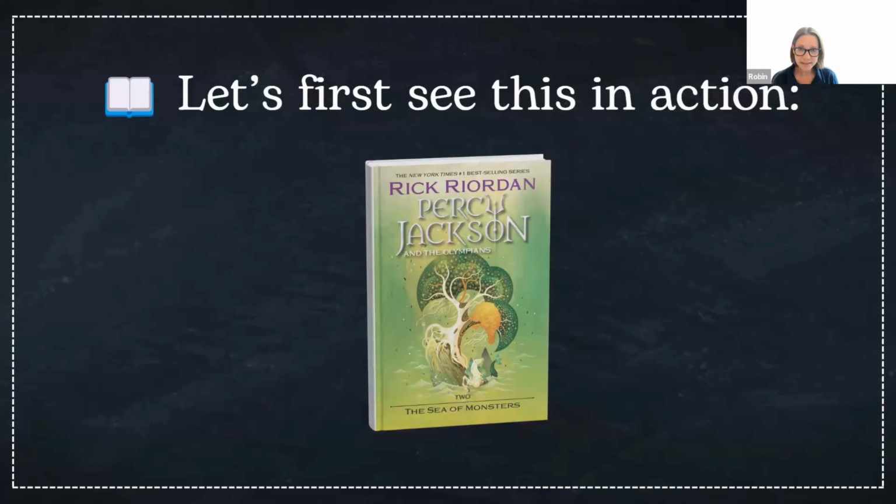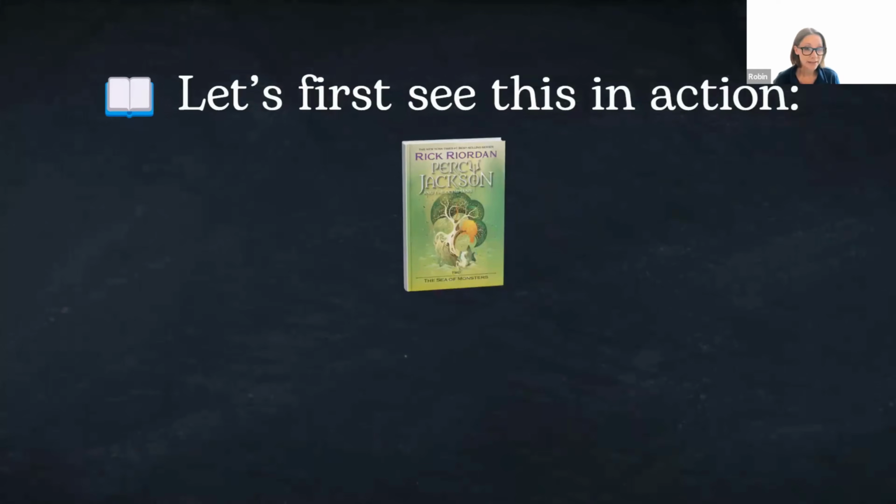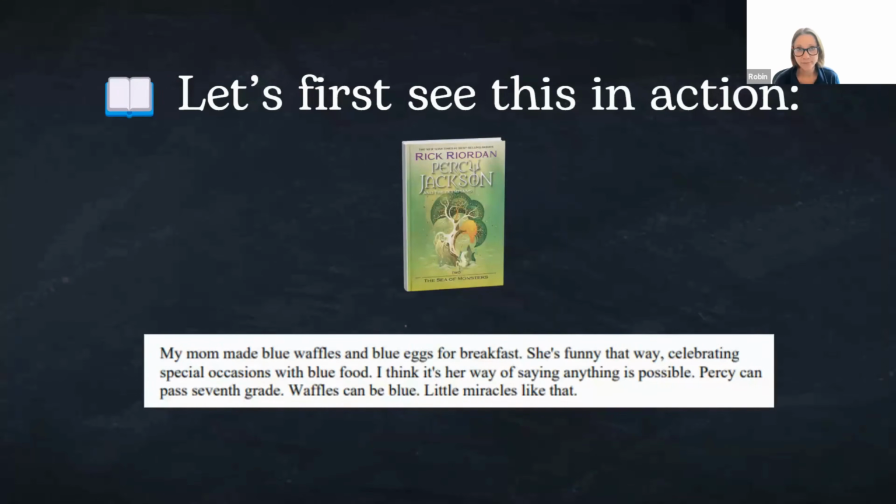Before I let you go to do this, I want you to see this in action. I'm going to pull out a bit of writing from Rick Riordan's Percy Jackson book. This is the second one. They're fantastic because he has great voice. So let's look at this passage.